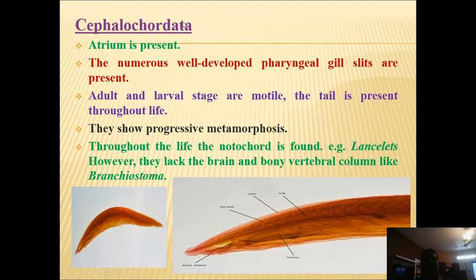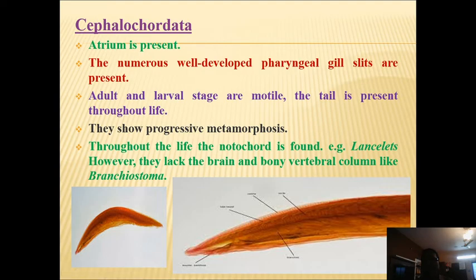Now the Cephalochordata example is the Amphioxus. This is the picture of the Amphioxus, Branchiostoma lanceolatum. Now the characters of this Cephalochordata are: atrium is present, then well developed pharyngeal gill slits are present, adult and larval stages are both motile, and they show the absence of tail throughout the life. Then it shows a progressive metamorphosis.